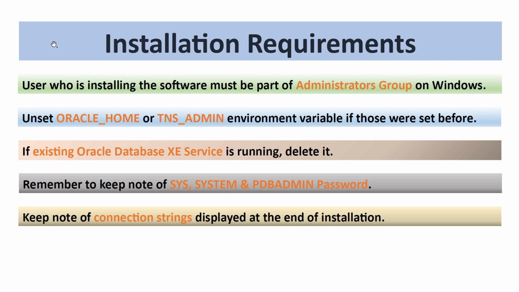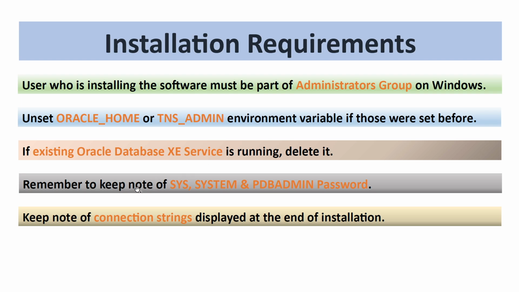So let me explain this in detail. The person who is installing the software on the Windows machine must be part of the administrator group on that machine. If these two environment variables are set, you need to unset them. These variables should be unset before starting the installation of Oracle Database XE. If you have installed Oracle Database XE before, then probably there will be an XE service. Delete that service or uninstall that component before proceeding with the fresh installation. So when you start with the new installation, make sure that there is no XE service running.